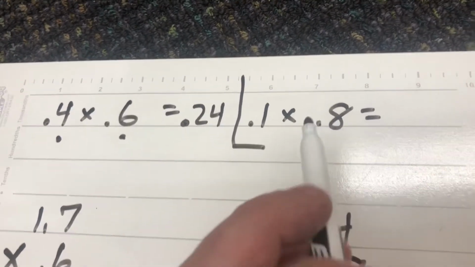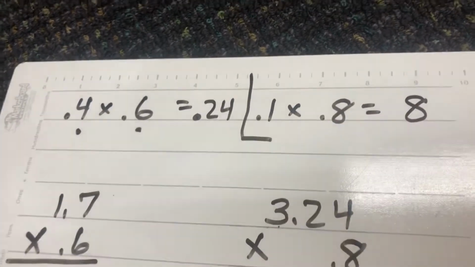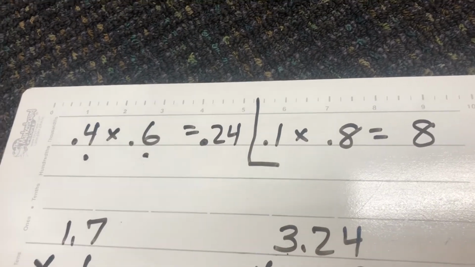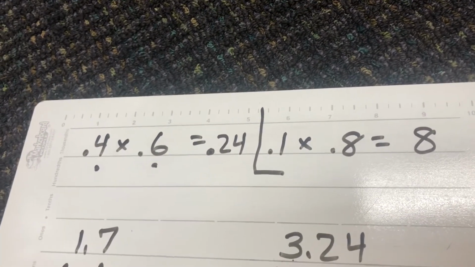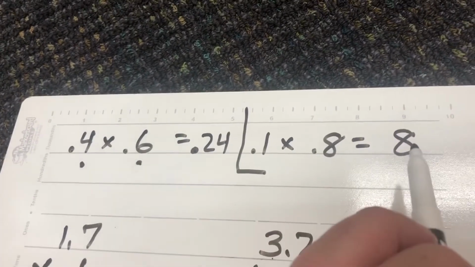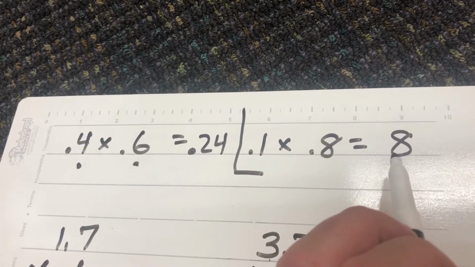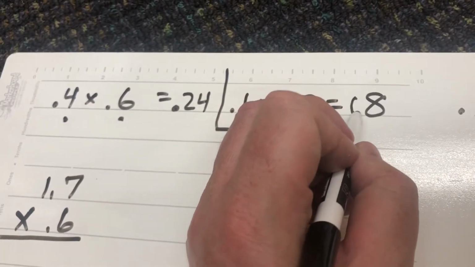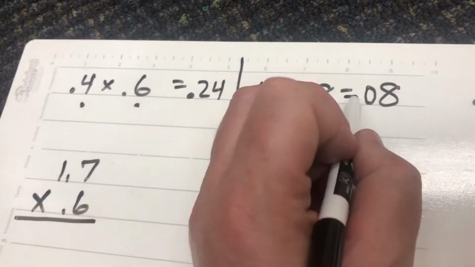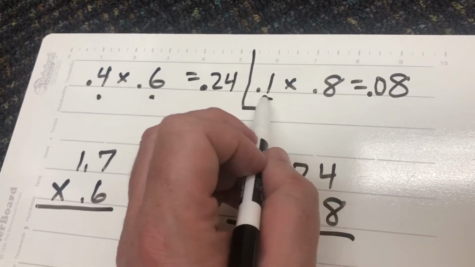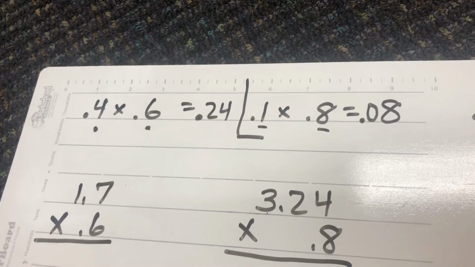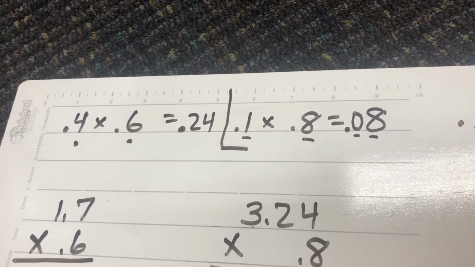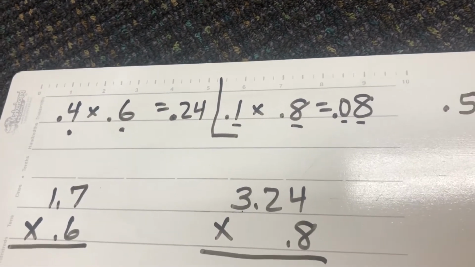1/10 times 8/10. Well, I know that 1 times 8 is 8. The 1 and the 8 both come after a decimal. So that is 2 digits after the decimal in the problem. So I need 1, 2 digits after the decimal in the product. The 8 only gives me 1. How do I solve that? By putting a 0 in front of there. And then I put my decimal there. So I have one number, two numbers that come after the decimal in the problem. I have one number, two numbers that come after the decimal in the product.